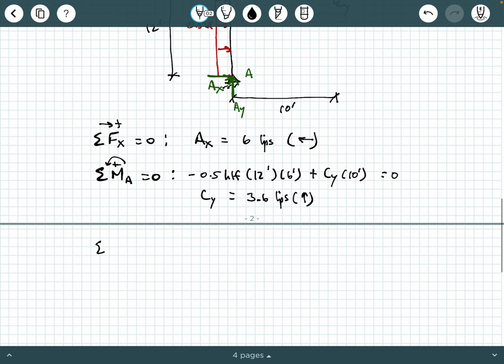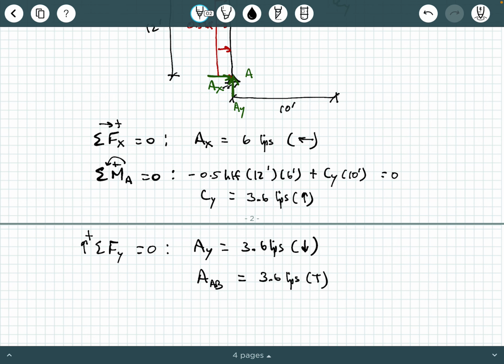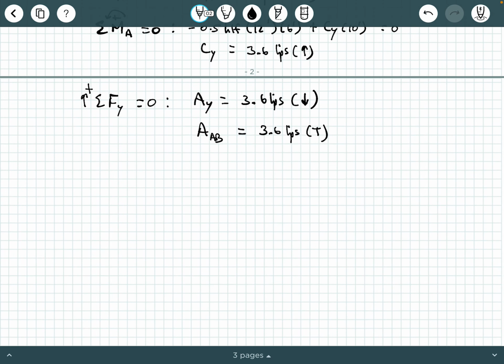And then by summing forces in the y direction and setting it equal to 0, we will get an AY is 3.6 kips going down. Now, what does that mean when we have 3.6 kips going down? Well, this is going to indicate that our axial force in AB is going to be 3.6 kips in tension, not compression this time. So let's draw a couple of follow-up diagrams to help us visualize this some more.